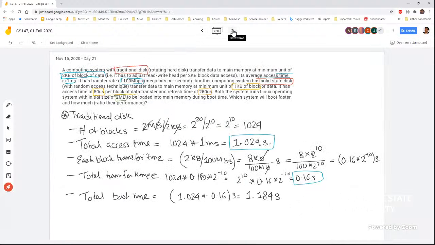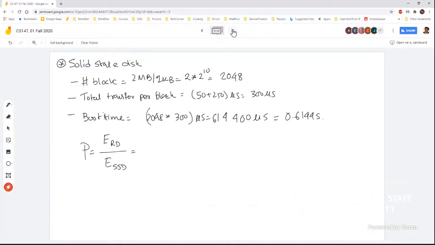Then the performance comparison is the execution time of the rotational disk divided by that of the solid state disk, SSD. Rotational was 1.184 by 0.6144, which is approximately 1.93. So it is almost 2x faster on boot time for the solid state disk.